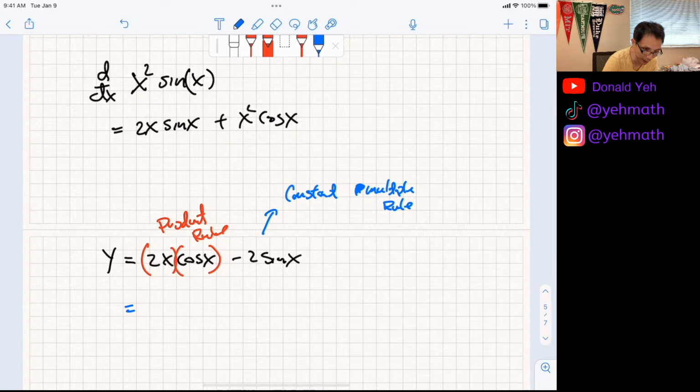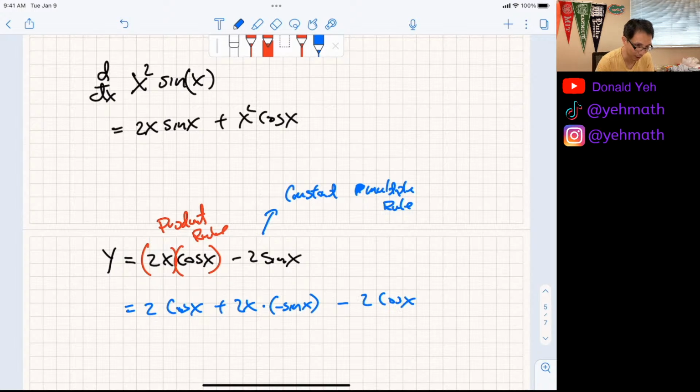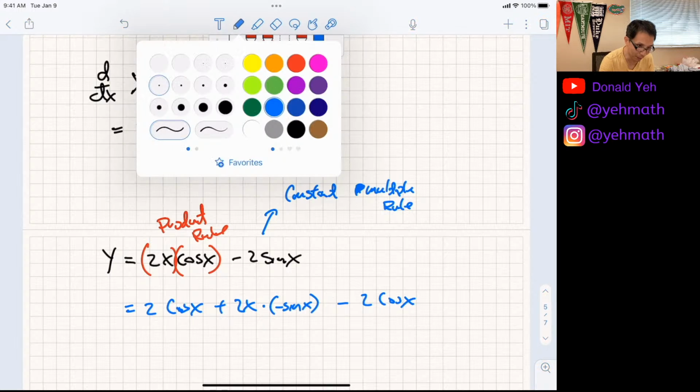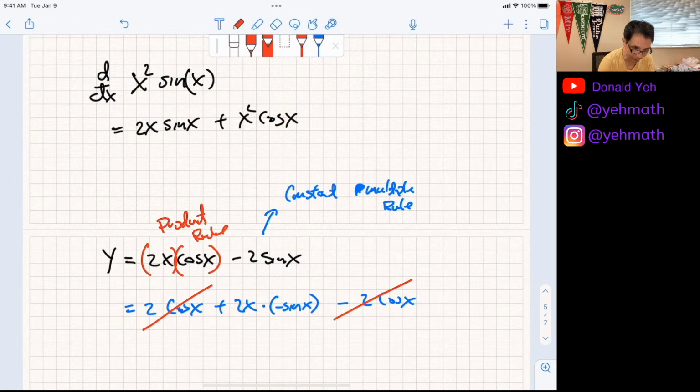So here, product rule again, it'd be 2 cosine of x plus 2x times negative sine of x. You're done with the first part. And I'm going to take a derivative of 2 sine of x, which by constant multiple rule will be 2 cosine of x. And that's it. I'm done. Besides that, I might be able to cancel this too. And the answer is equal to negative 2x sine of x. So product rule happened here as well as constant multiple rule.